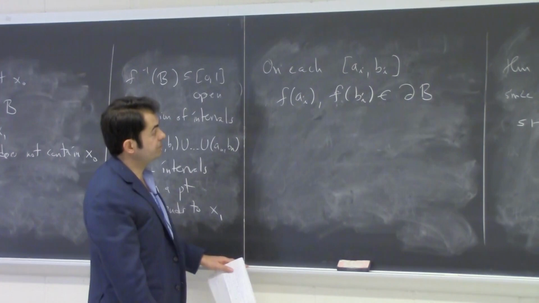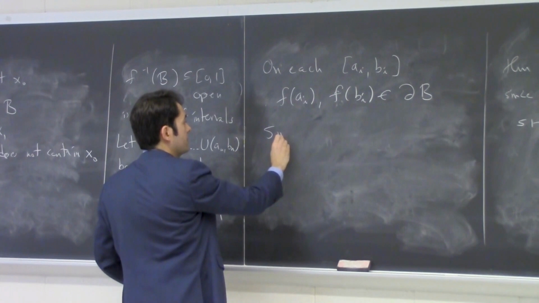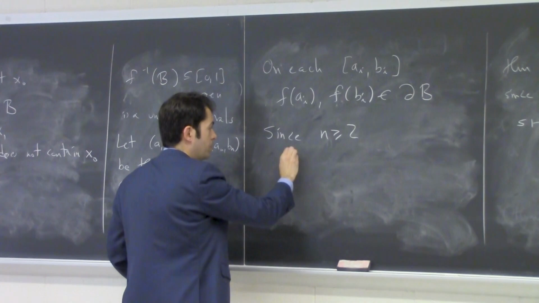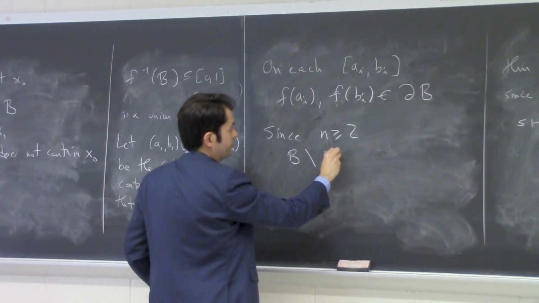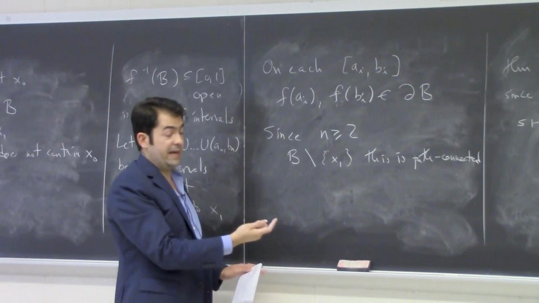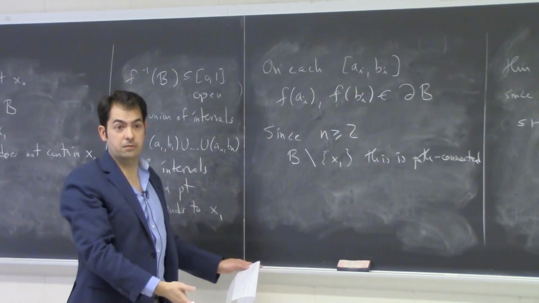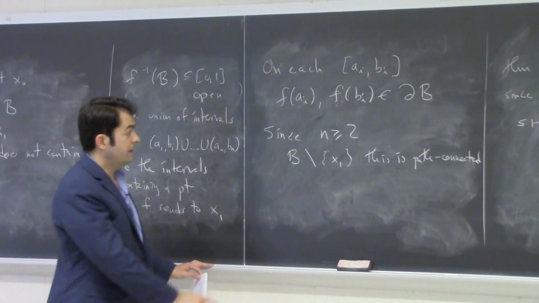Okay, and now since n is at least 2, if you take the ball and remove a point, then this is path connected. So there is some path that starts here and ends there and doesn't go through the center. Right? Of course, this is easy. I mean, you could just stay on the boundary of the ball and go from there to there, because that's connected. But in any case, here's where we're using the dimensional restriction. And B is convex.